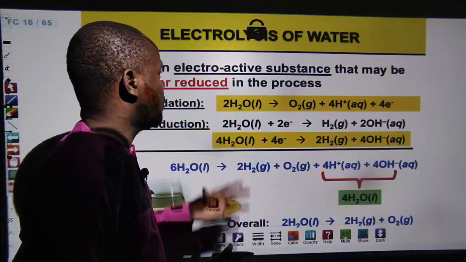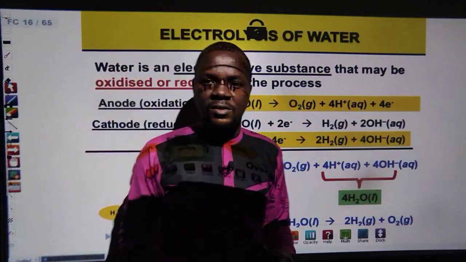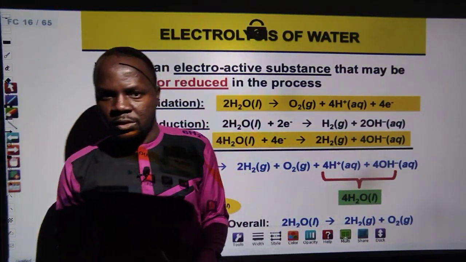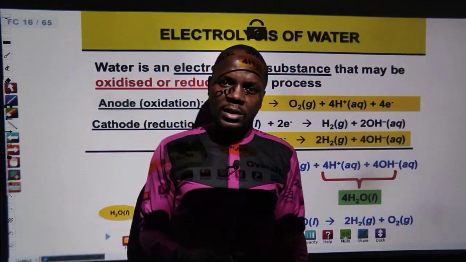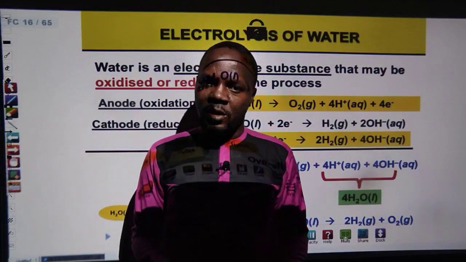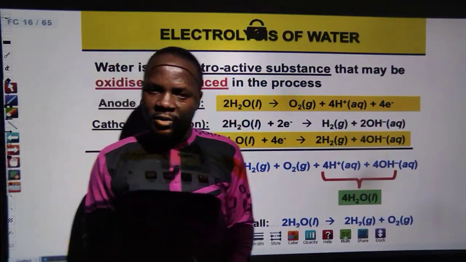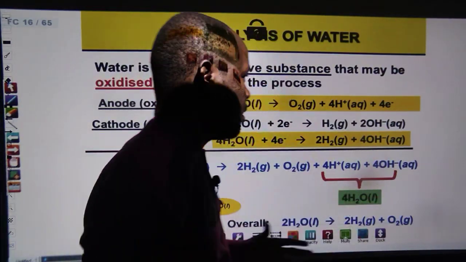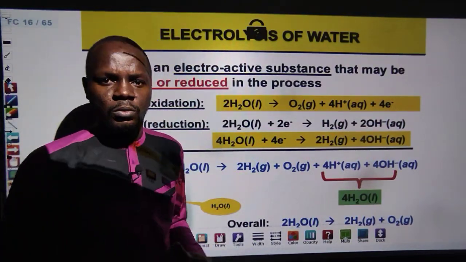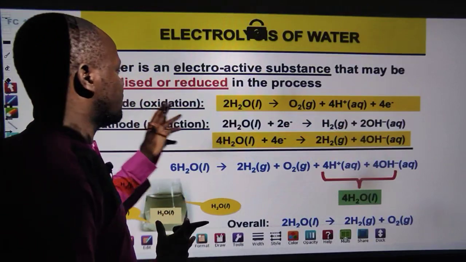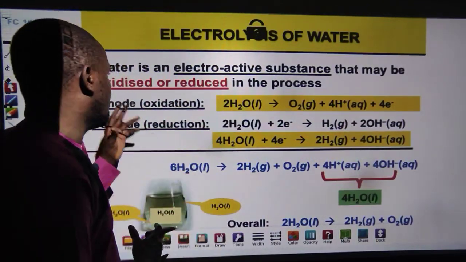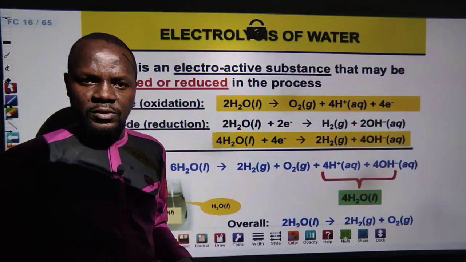Now, the second example is the electrolysis of water. We are going to perform the same process. We are still talking about the first factor, the standard electrode potential of that particular cell, or for junior students, the position of the ion in the ECS. Let's say we want to electrolyze water. Everybody knows water is H2O. Water is an electroactive substance that may be oxidized or reduced in the process.